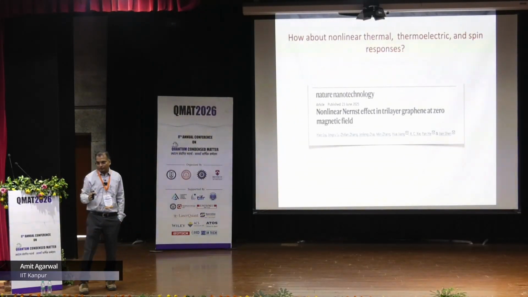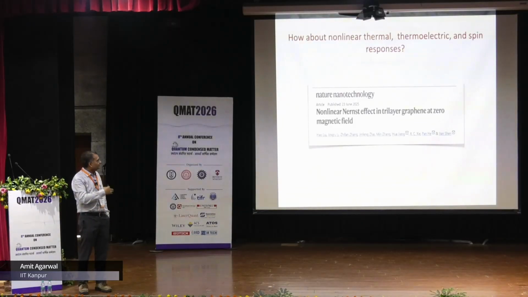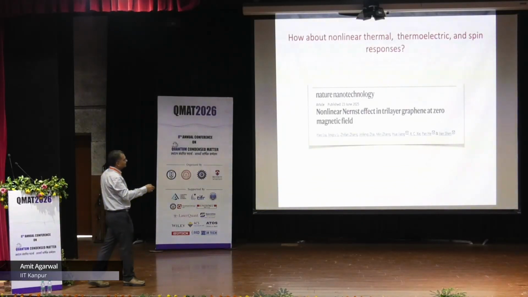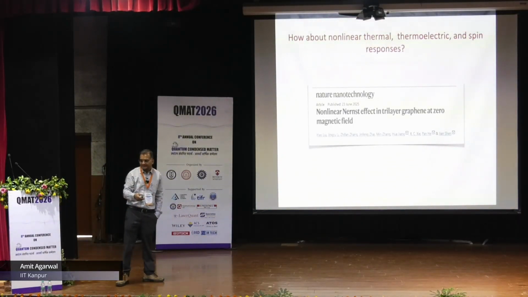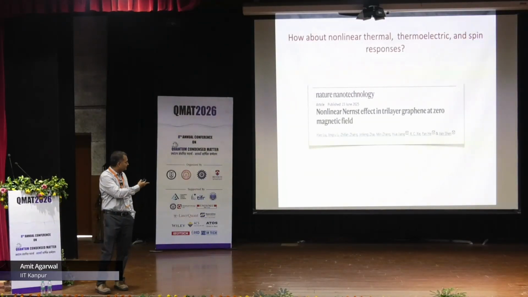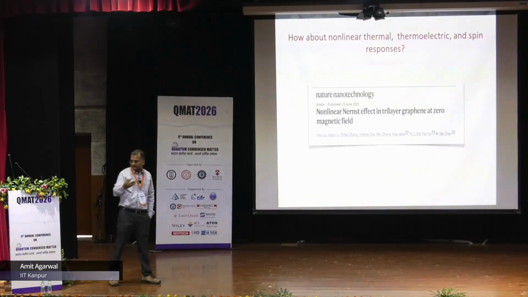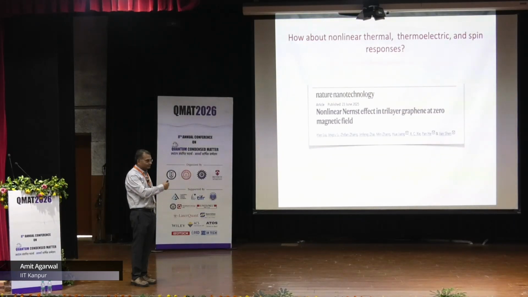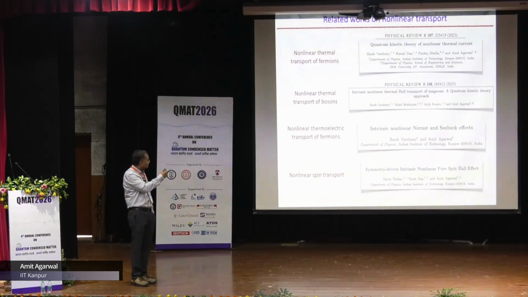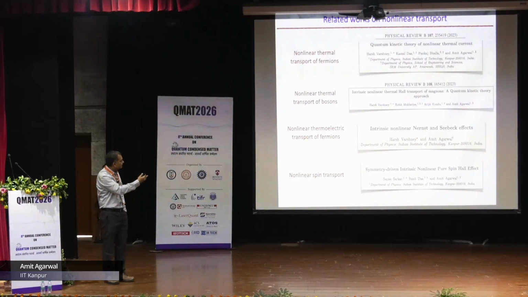So I mostly described charge responses, but then you can keep asking what about nonlinear thermal, thermoelectric, spin responses, etc. So here is just one prominent piece of literature from a recent paper where people showed a large nonlinear Nernst effect in trilayer graphene, arising again from this asymmetric scattering and so on and so forth. Okay. So this field is wide open. Here are some of our own contributions.